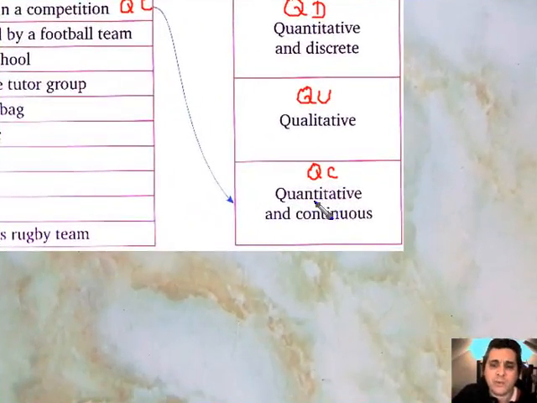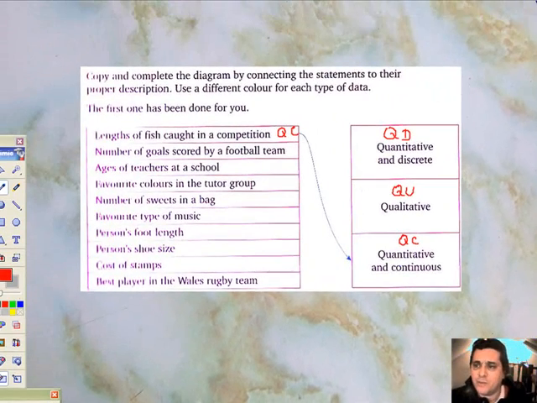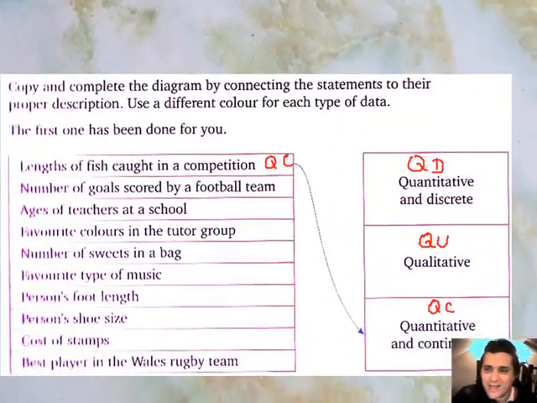Right, the number of goals scored by a football team. Well, number of goals, we're talking quantity, and therefore that's numbers. So it's a quantitative piece of data, and it has to be discrete. You can't say my team scored 3.9 goals. They nearly got the fourth. No, they did not. They either get 3 goals or 4 goals. So that's going to be quantitative and discrete. So that's going to be Q and D.